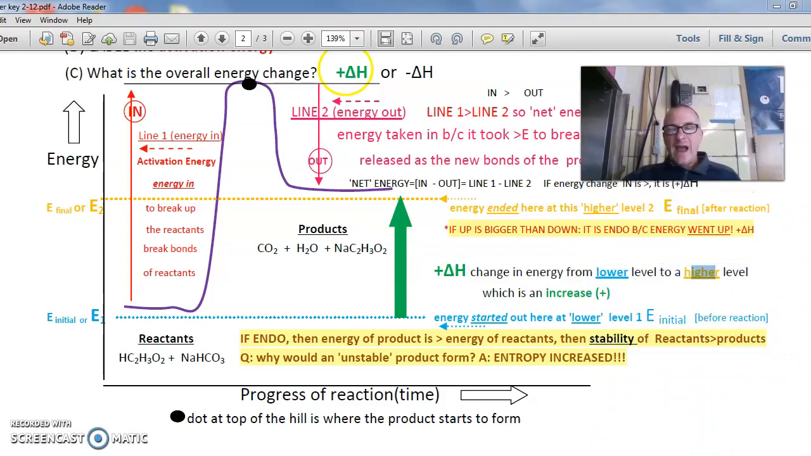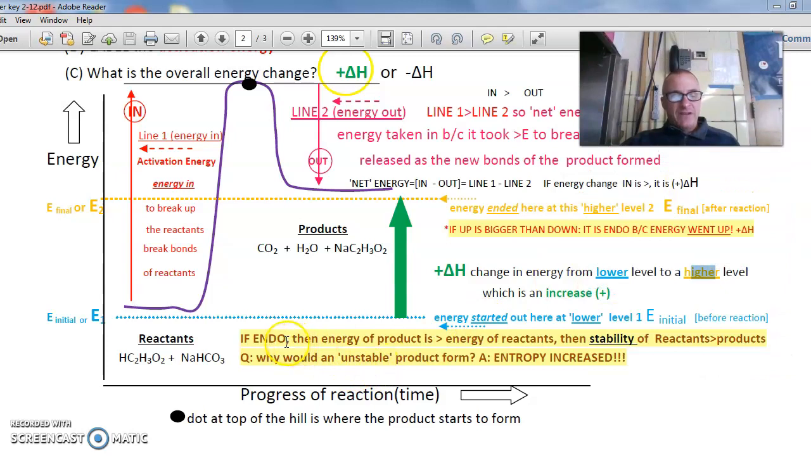Well, why did this reaction happen? If it is in fact endo, and we know that things do not want to be endo, they want to be exo. In the universe, energy wants to be released, so stability is improved. Why was it endo? The product must be less stable than the reactants. Why would that ever happen? Why would the stability of the products be less than the stability of the reactants? The reactants are more stable than the products. Why? Because entropy was increased.